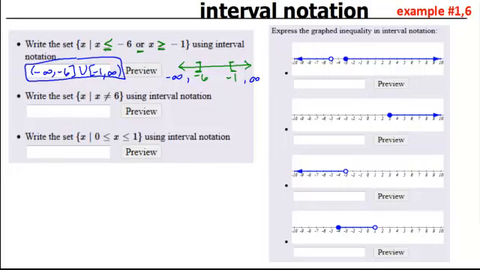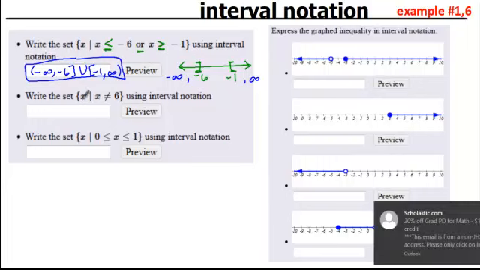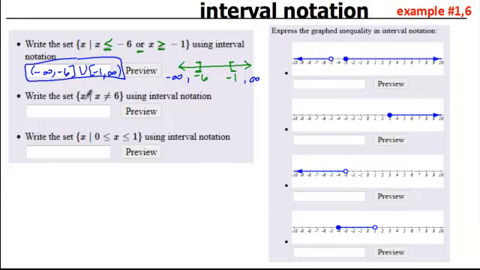Looking at the next one, we have an excluded value. So our domain set, or the set for this solution here, is the set of all x's such that x is not equal to 6. When you're looking at this set, how do you think you can express that using interval notation?